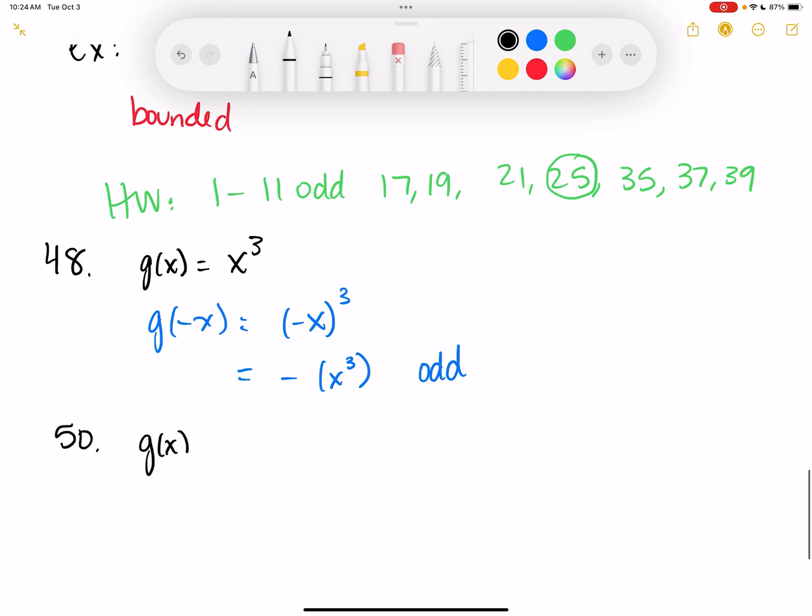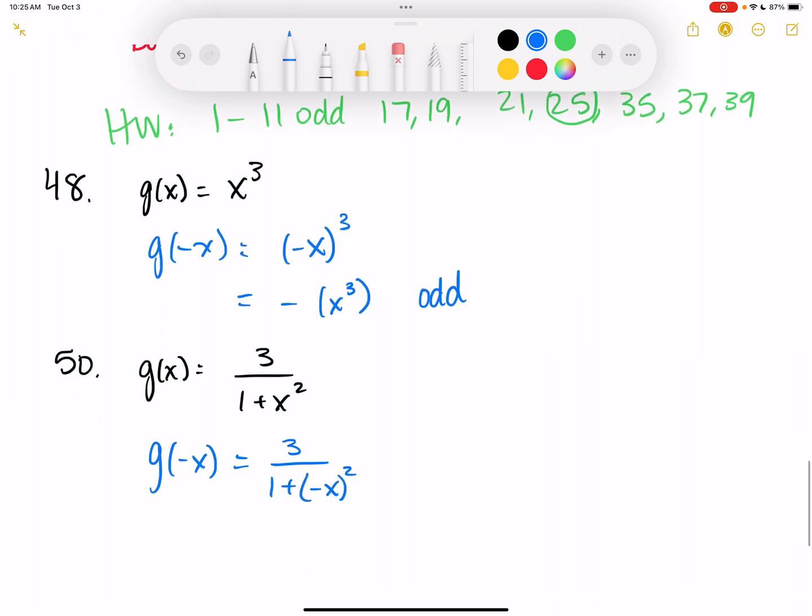Number 50, g of x is equal to 3 over 1 plus x squared. So we plug in negative x, so g of negative x is equal to 3 over 1 plus negative x squared. So that's going to become 3 over 1 plus x squared. So the whole thing stayed the same as what it was to begin with. And so this is going to be even.